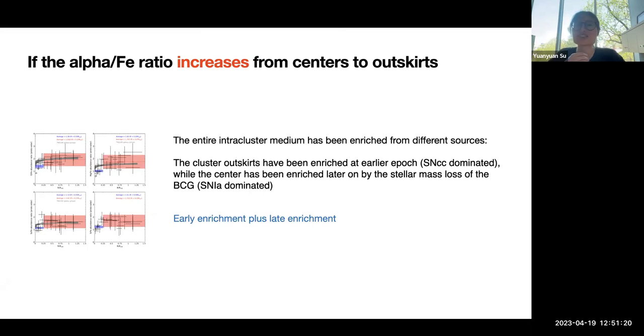And if the alpha to iron abundance ratio increases from the centers to the outskirts, it is telling us that maybe the outskirts were enriched early on by some source with a pattern of high alpha to iron abundance ratio, but the center is a mix of the earlier enrichment and later BCG enrichment, and happens to produce a solar abundance pattern. And we don't know which one is correct.